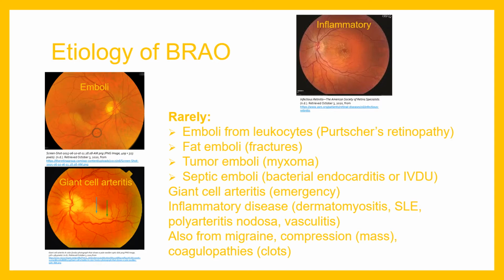Giant cell arteritis, as a cause of anterior arteritic ischemic optic neuropathy, can be a cause of BRAO as well, as can other inflammatory diseases like dermatomyositis, lupus, polyarteritis nodosa, and vasculitis. Other systemic causes include migraines, compressions due to a mass in the anterior part of the head, as well as coagulopathies, an abnormal tendency for the blood to coagulate and form clots. These can cause BRAO.